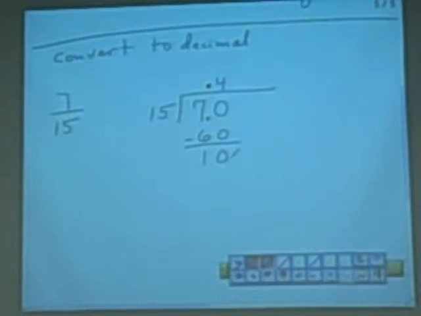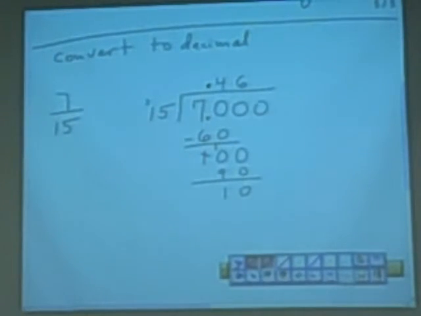Well, 15 doesn't divide into 10, so what do we do now? Add another 0, right, and then bring that 0 down. And so 15 can divide into 100. Well, let's see, 4 times 15 is 60, 5 times 15 would be 75, right? 6 times 15, 6 times 5 is 30, so that would be 90, right? So that'll be 100 minus 90. That's going to give us 10.